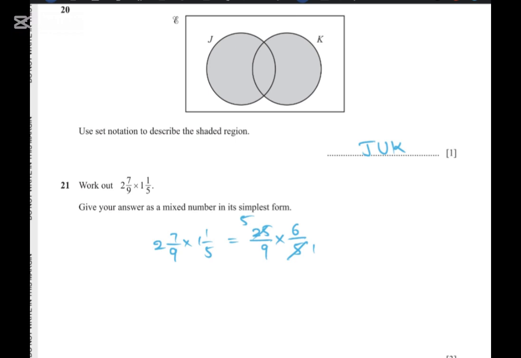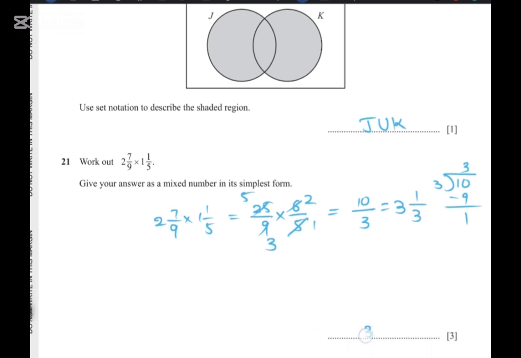5 times 1, 5 times 5. You need to cancel out. Then 3 times 2, 3 times 3. We are left with, in the numerator, 10, because 5 into 10 is 2, and 3 into 1 is 3. Now this is again an improper fraction. Convert it into a mixed number by doing 10 divided by 3. 3 3s are 9, 10 minus 9 is 1. So the whole number is 3, and then the remainder is in the numerator and the denominator stays as it is. So 3 1/3 is the answer.